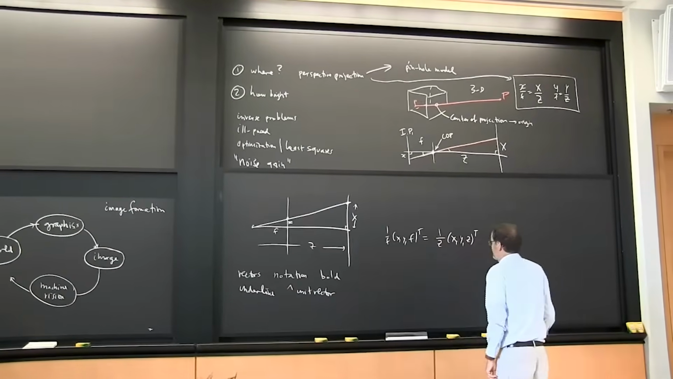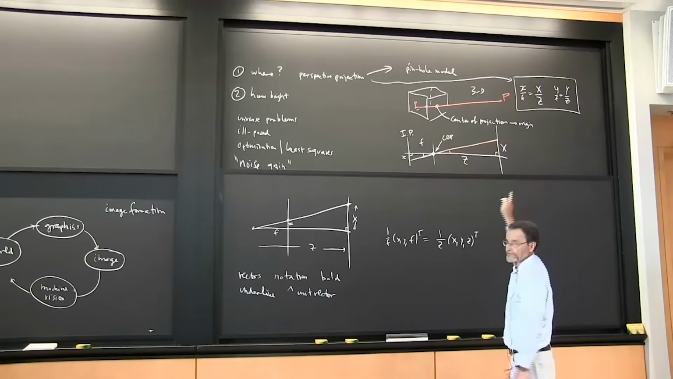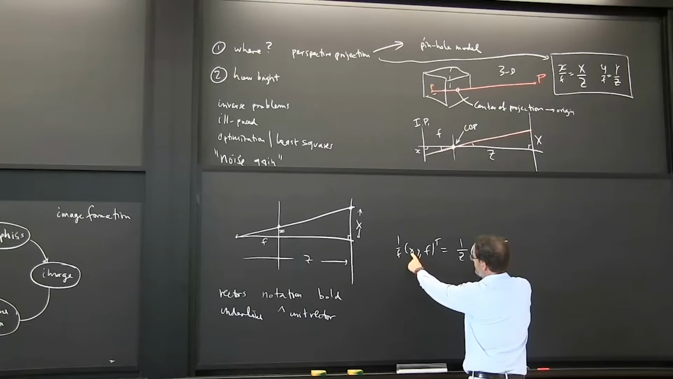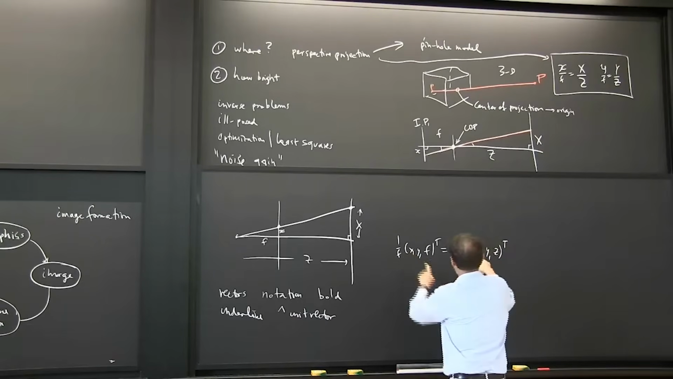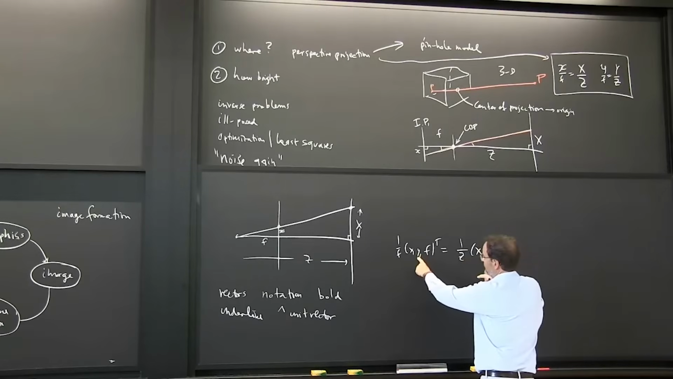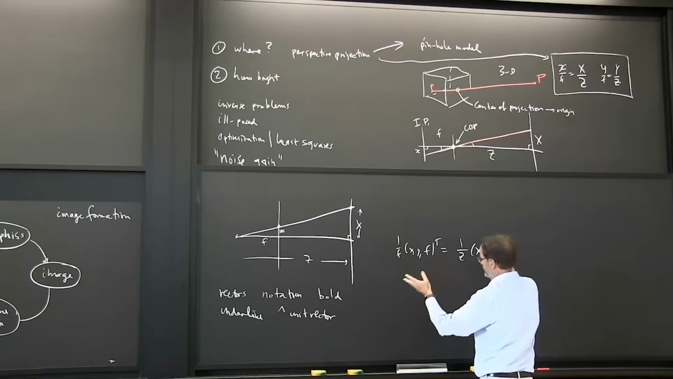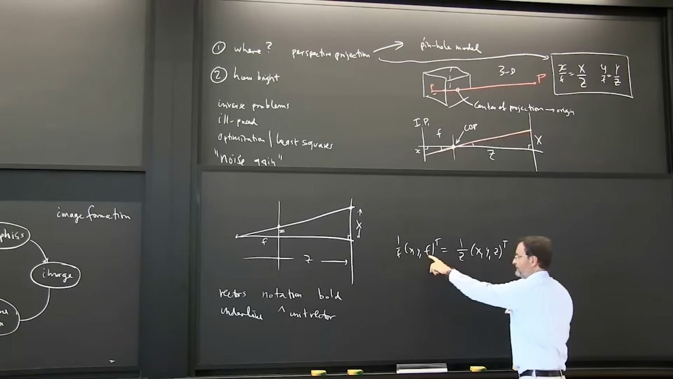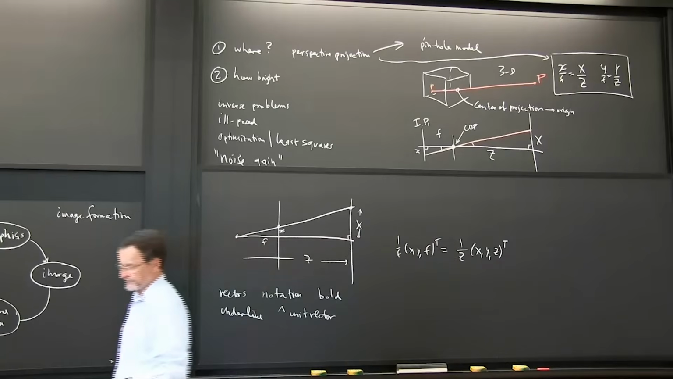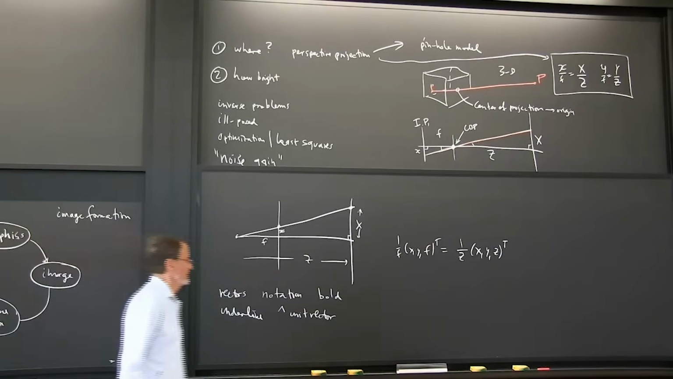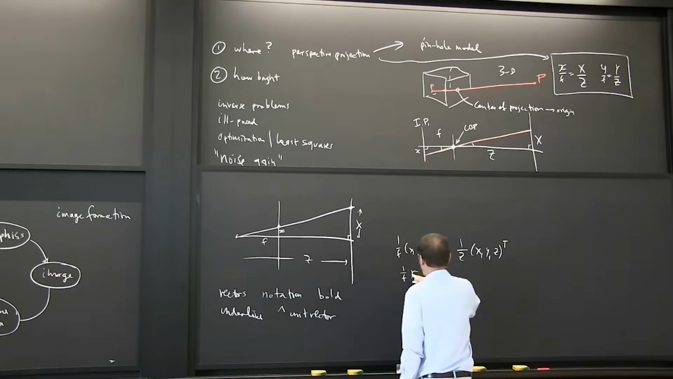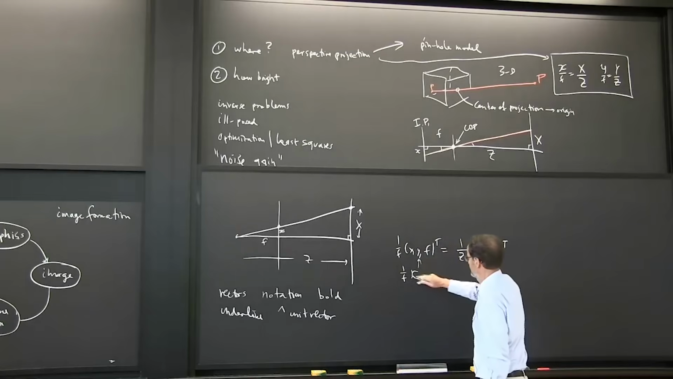So I claim that this is basically the same as that up there. Because if you go component by component, the first component is little x over f, is big X over big Z. The second component is little y over f is big Y over big Z. And the third component is f over f is Z over Z. So that doesn't do anything for us. So that's the equivalent. And now I can just define a vector r. So this is r, little r.